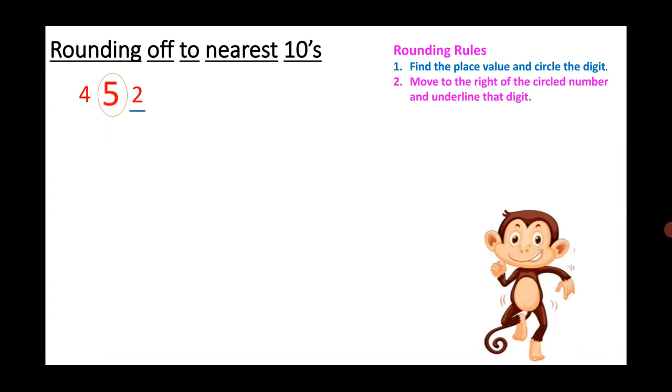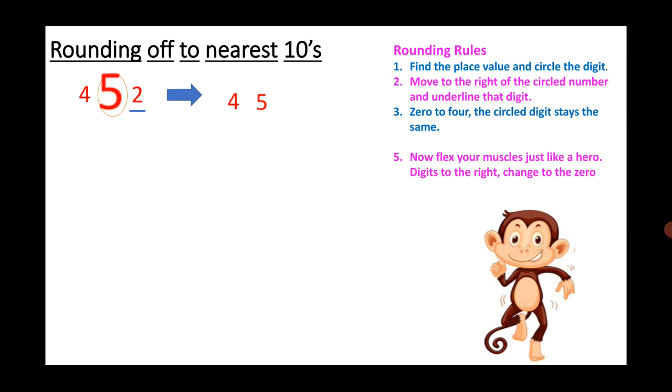Now what does rule number 3 say? It says 0 to 4, the circled digit stays the same. Here it is 2, which comes between 0 to 4, so the circled digit will remain the same. And what will happen to this 2? It will become 0. So my number 452 becomes 450. So 2 becomes 0 according to rule number 5. Now you must be thinking, where is step number 4? Step number 4 we will get in the next example.